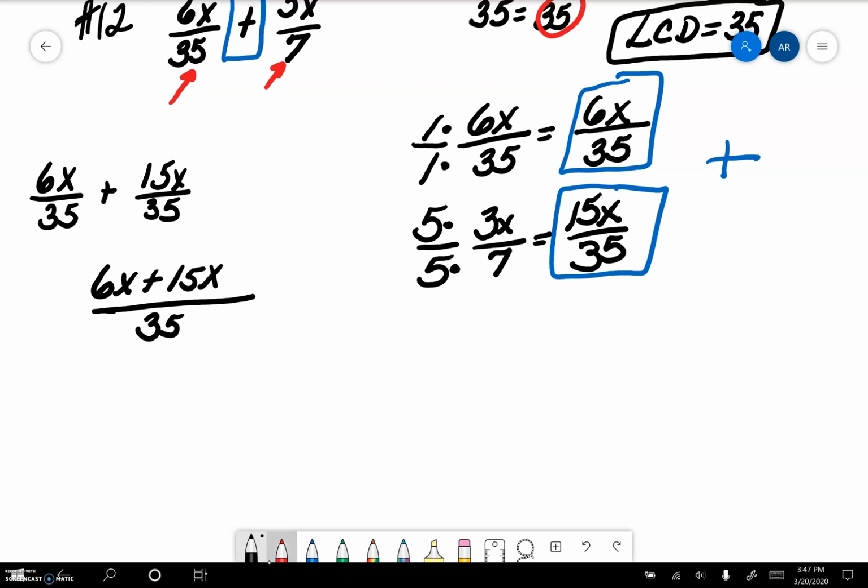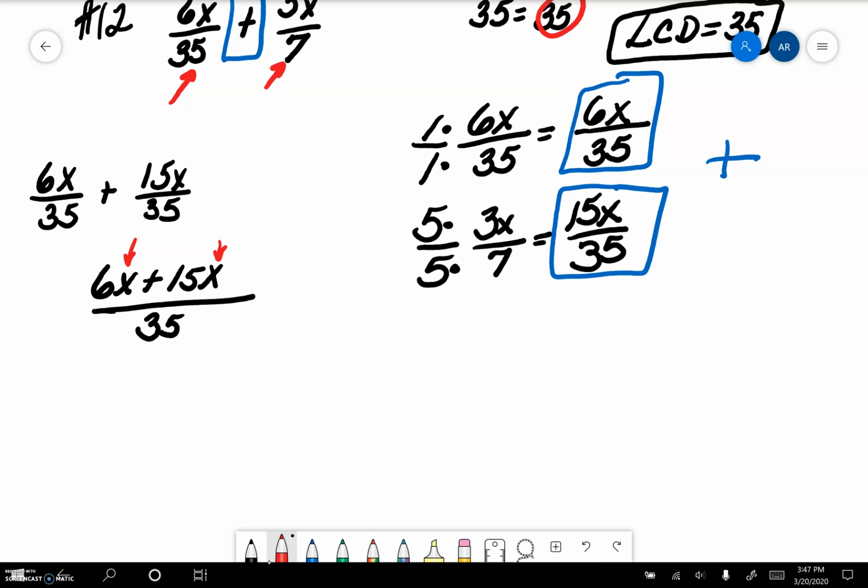Now I'm going to evaluate this. Since they have x's, they are alike and I can combine them. However, if it was something like this, that would not be the same. It's not common, so you would not be able to add them. They would be in the final form. But however, our problem has 6x plus 15x, so we're okay. So we can go ahead and add that up.